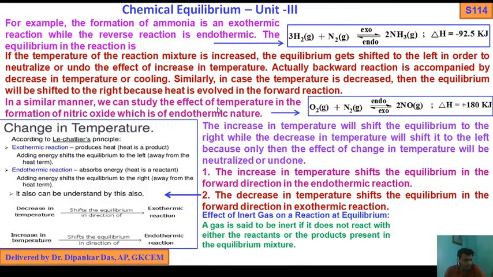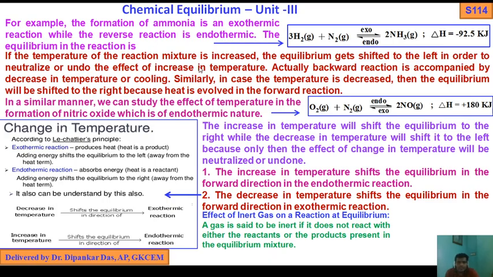For example, the formation of ammonia is an exothermic reaction, while the reverse reaction is endothermic. The equilibrium in the reaction is 3H2 gas plus N2 gas gives twice NH3 gas in the forward direction, exothermic, with delta H value minus 92.5 kilojoule, whereas twice NH3 gets decomposed to 3H2 plus N2 gas, which is an endothermic reaction. So formation of ammonia is exothermic, but the reverse reaction is endothermic.